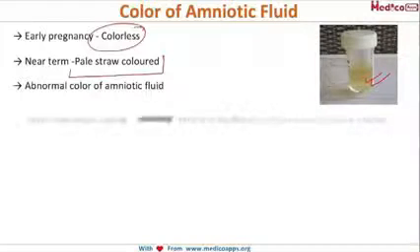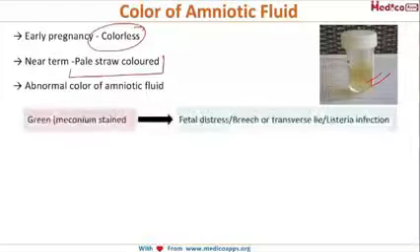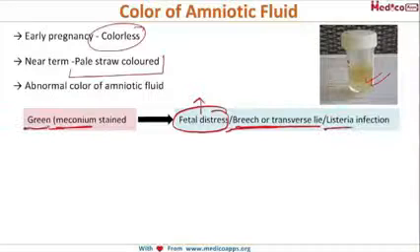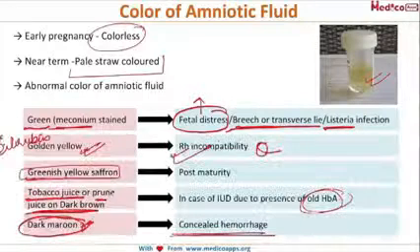If there is green color of the amniotic fluid, then it is because of the meconium staining, as occurs in the cases of fetal distress. When the fetus is distressed, then it releases the meconium into the amniotic fluid. In case of breech or transverse lie, again the fetus might pass the meconium in utero, leading to green color of the amniotic fluid. And the third condition is our listeria infection.